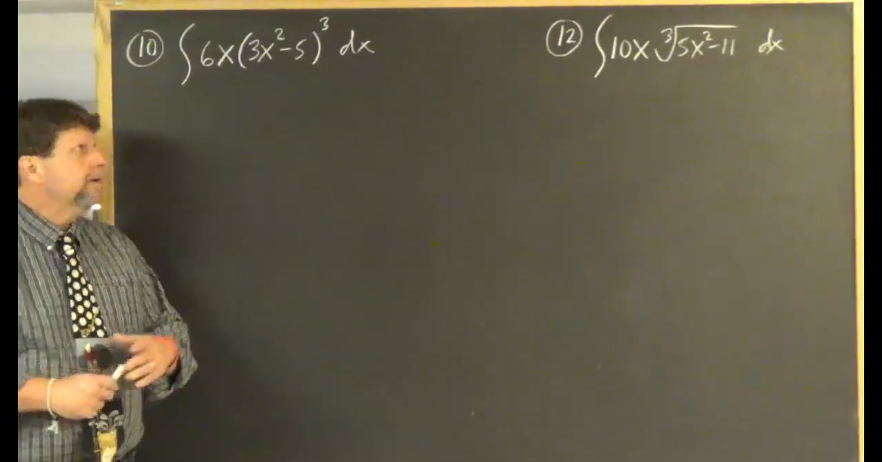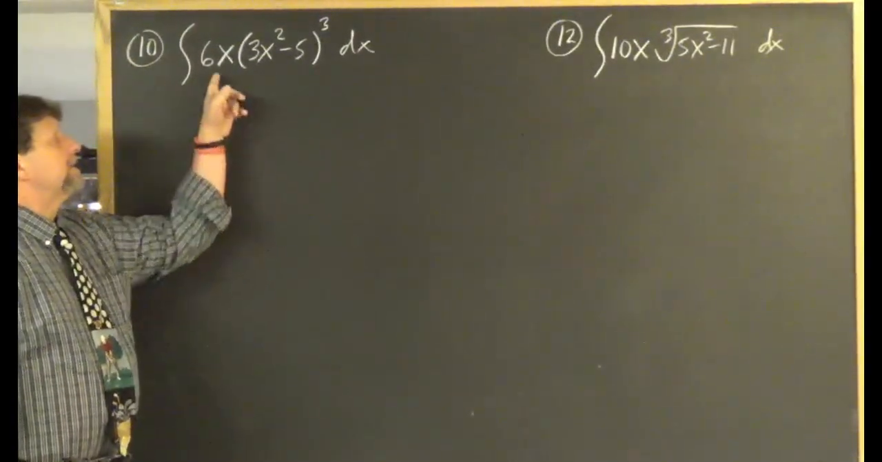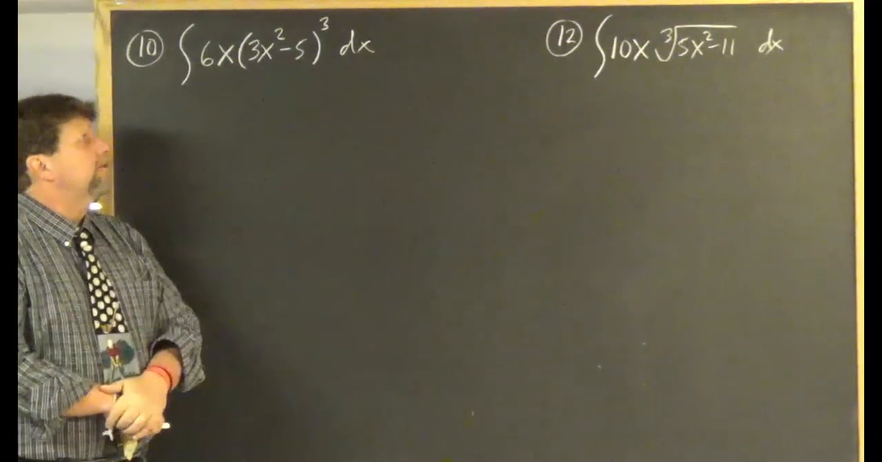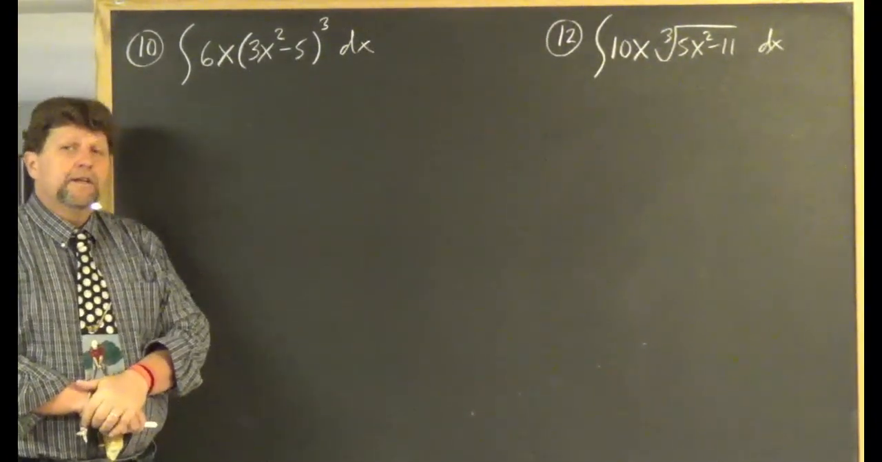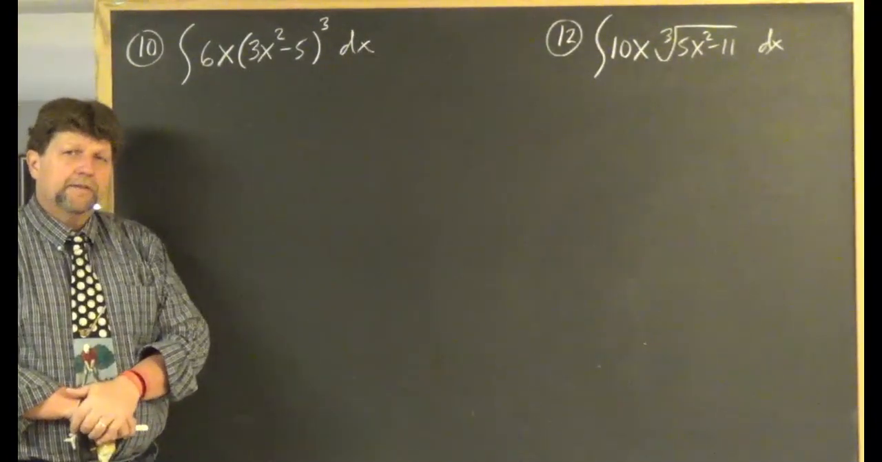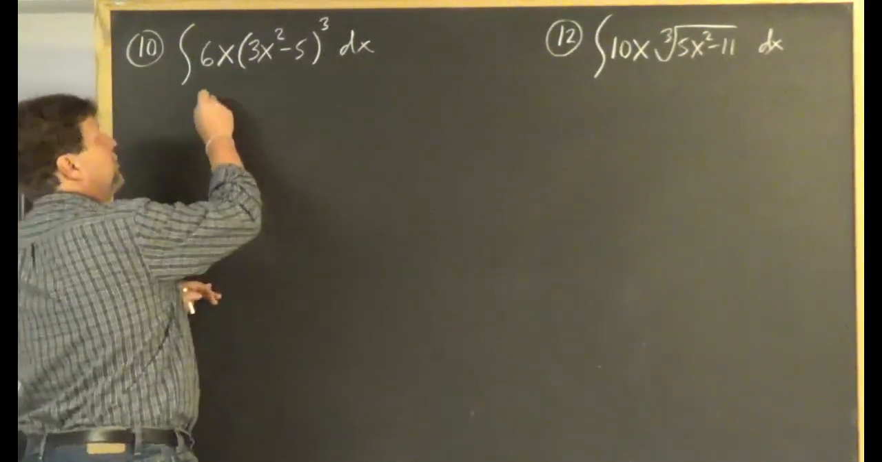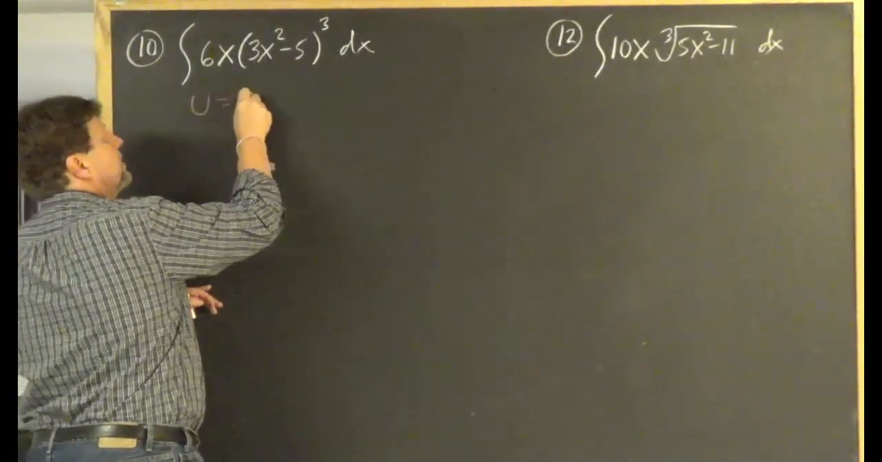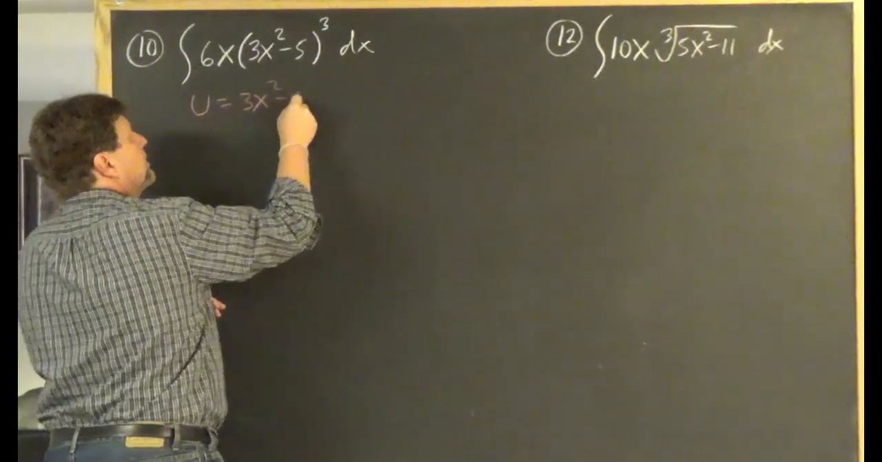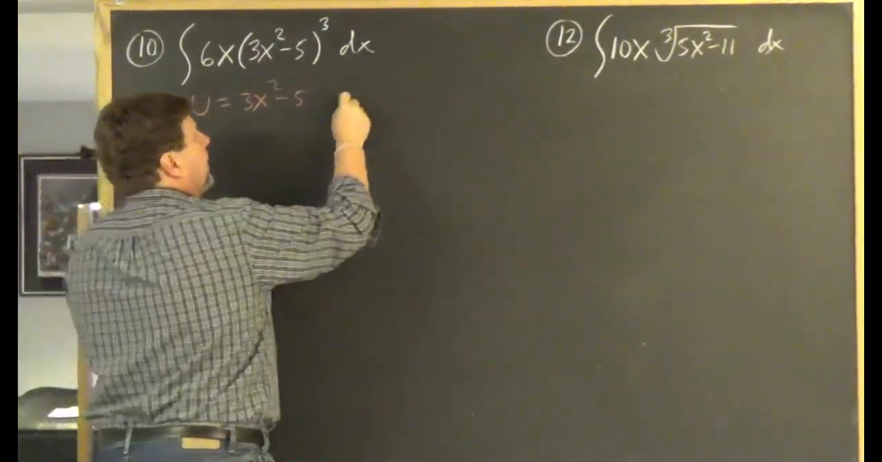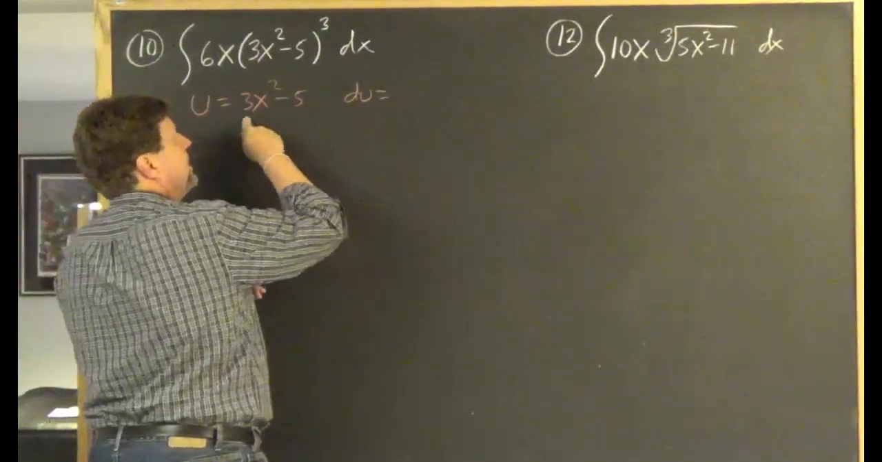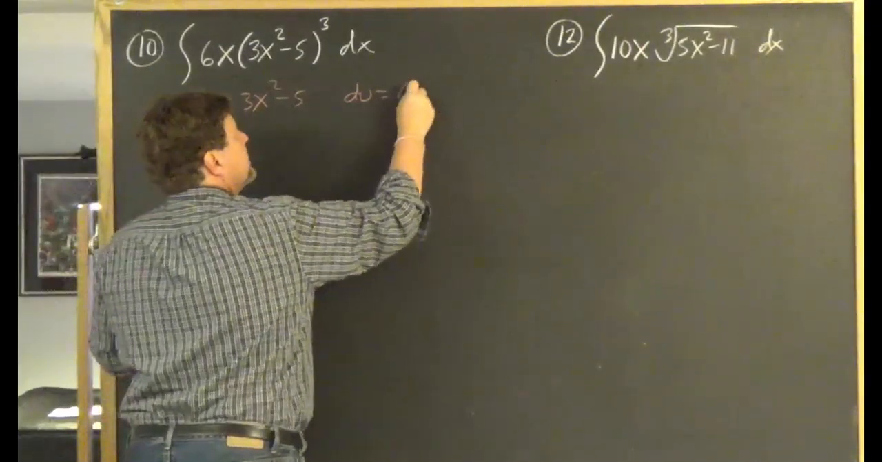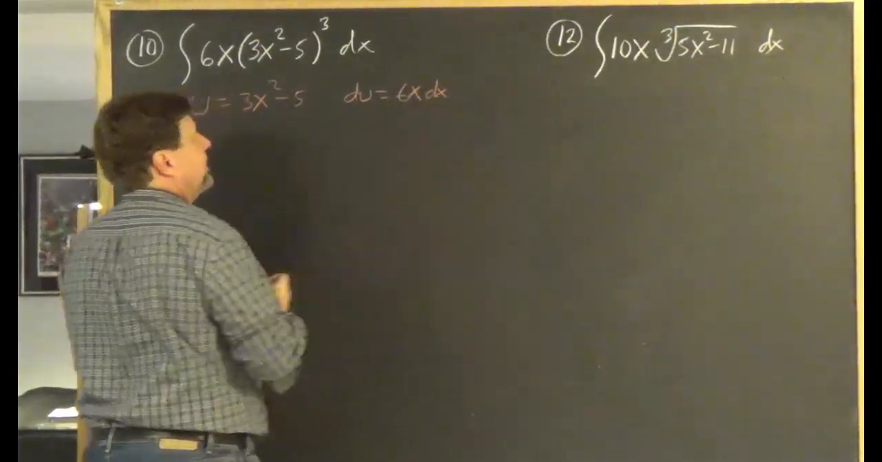Alright folks, here we go with number 10. Number 10, you were asked to integrate 6x times the quantity 3x squared minus 5 to the 3rd power dx. So I'd start off by letting u equal what's inside the parentheses, 3x squared minus 5. Then I compute the derivative. So du, the derivative, is 6x dx.